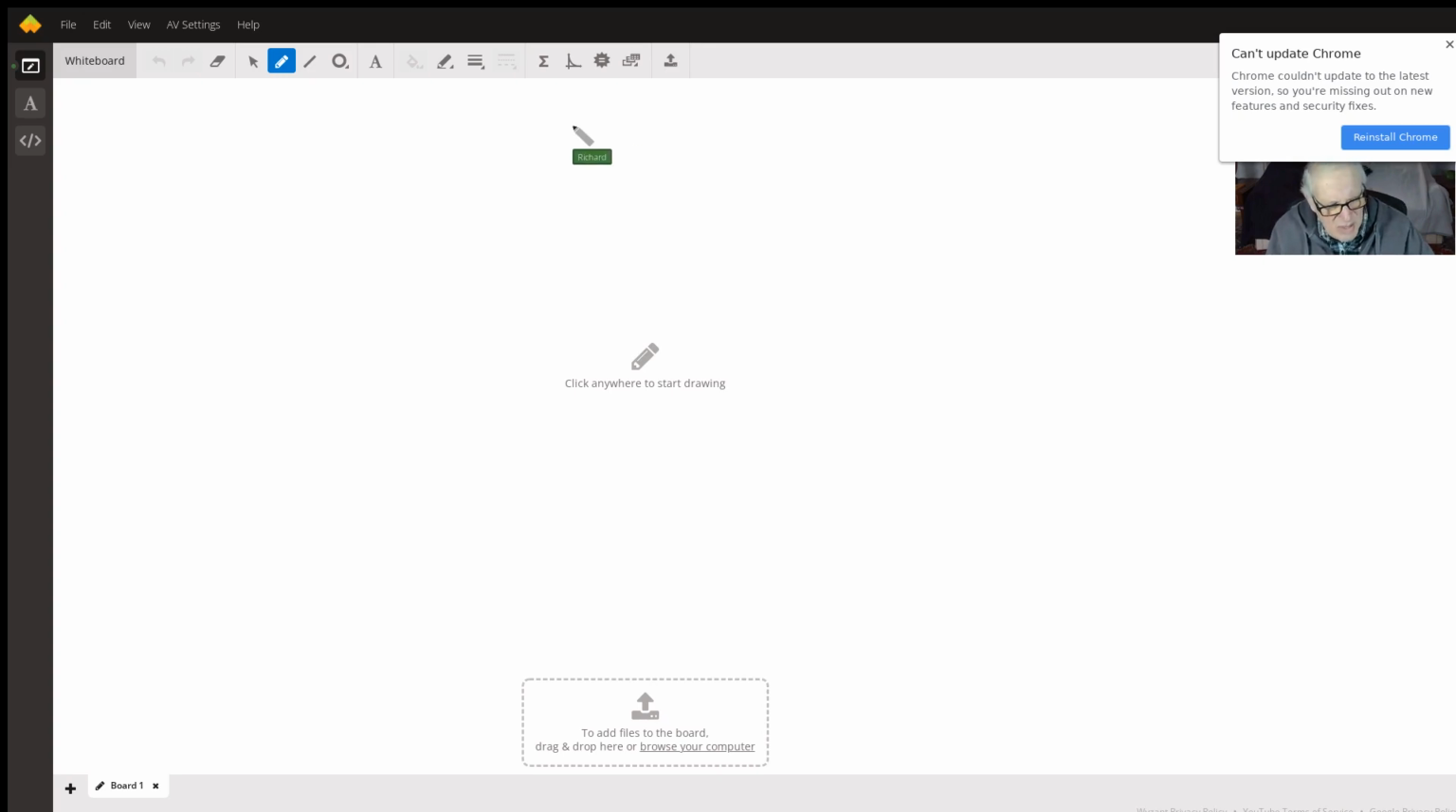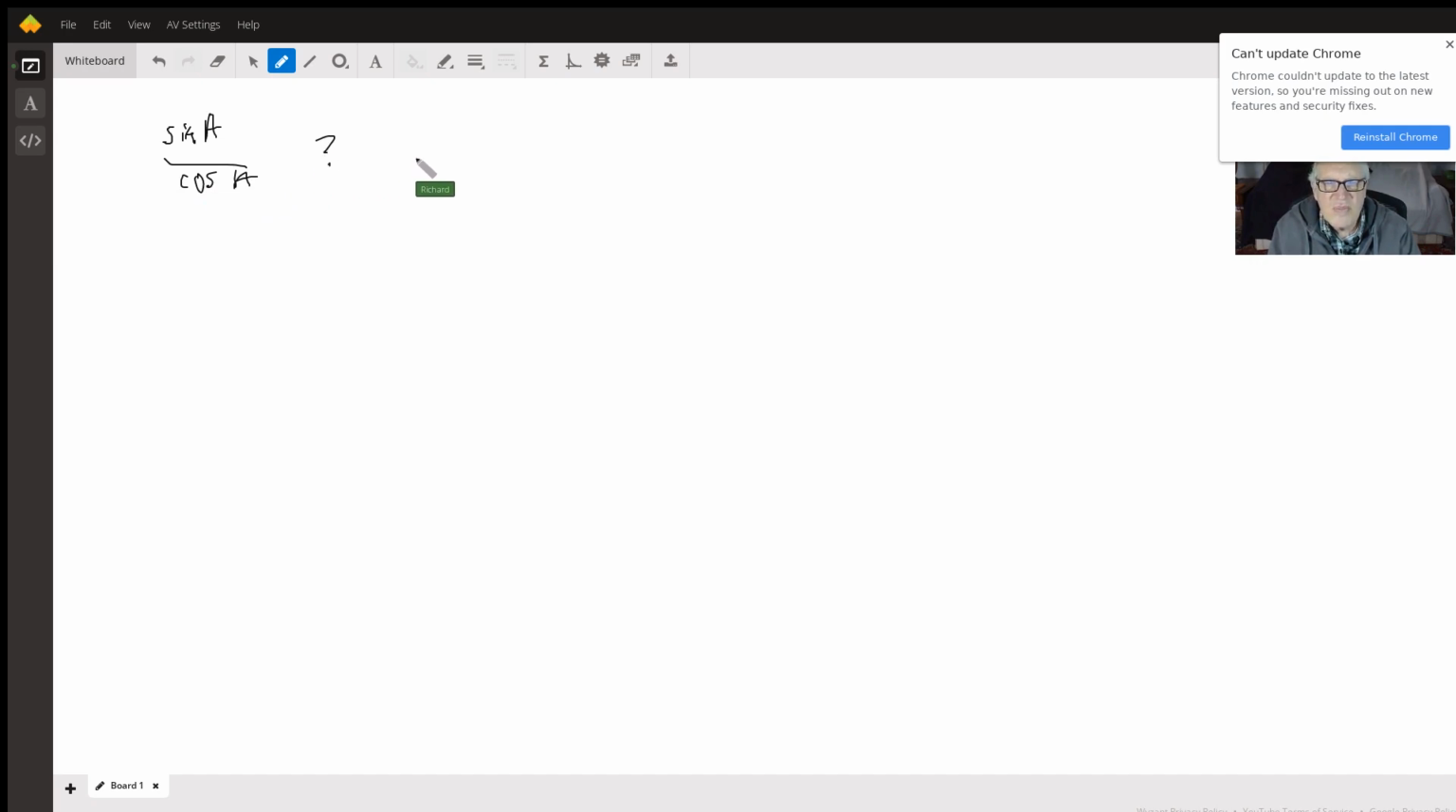Today we're doing a very simple trigonometry question where we have to simplify the sine of A over the cosine of A. And what does that simplify to?